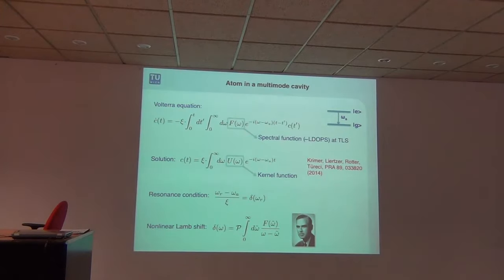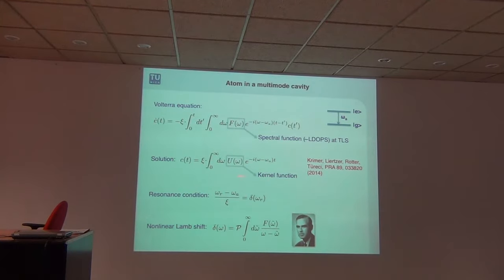So this was one of the first theoretical works that was done for an atom in a multimode cavity. If you start with the situation where the atom is in an excited state, the amplitude of the excited state can be given in the form of a Volterra equation, where f of omega here is the spectral function, which basically gives you the local density of photonic states in the system.